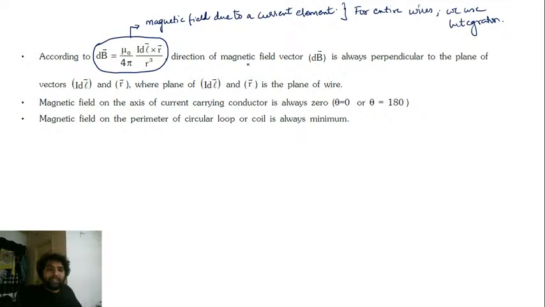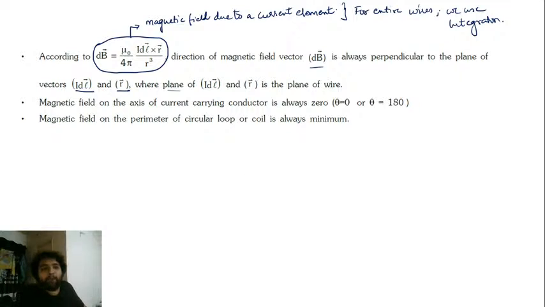So one more thing, it's observed the direction of magnetic field is always perpendicular to the plane of I dl and r vector, where I dl and r is the plane of the wire. So I dl, whatever direction current is going, that is the plane of the wire, along with the direction of the point. R vector and I dl vector together form a plane. So मतलब मान लो करंट ऐसा फ्लो हो रहा है, एक वायर ले लिए, current is flowing in this wire like this, and the point is right in front of you. This thing is the plane of the wire.